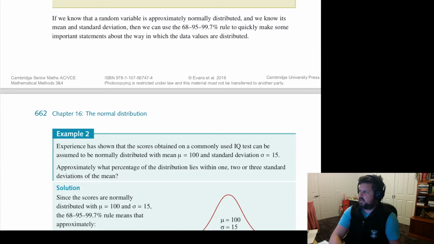Now, it goes on to say, obviously, if you know that a random variable is approximately normally distributed, and you know what the mean is and you know what the standard deviation is, then you can use this rule to make some quick important statements about the way in which the data values are distributed. Perfect. So let's have a look at an example here.